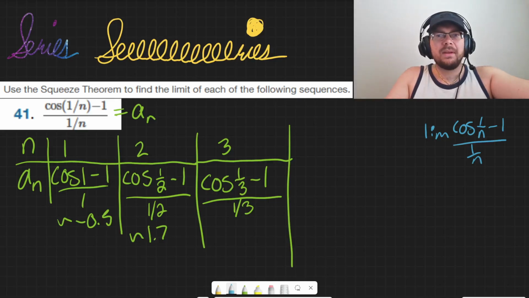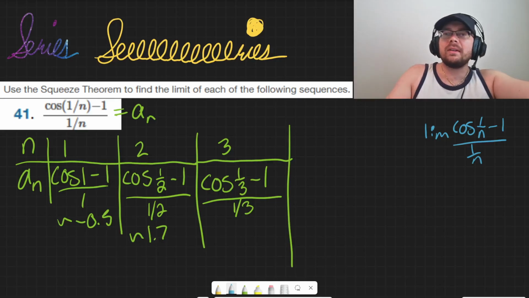Yeah, because if we try to plug in infinity, 1 over infinity is 0. Cosine of 0 is 1. 1 minus 1 is 0. So you get 0 on the top, and then if you plug in infinity on the bottom, you get 1 over infinity, which is also 0, so you get 0 over 0. So that's indeterminate, which means we can use L'Hopital's rule.